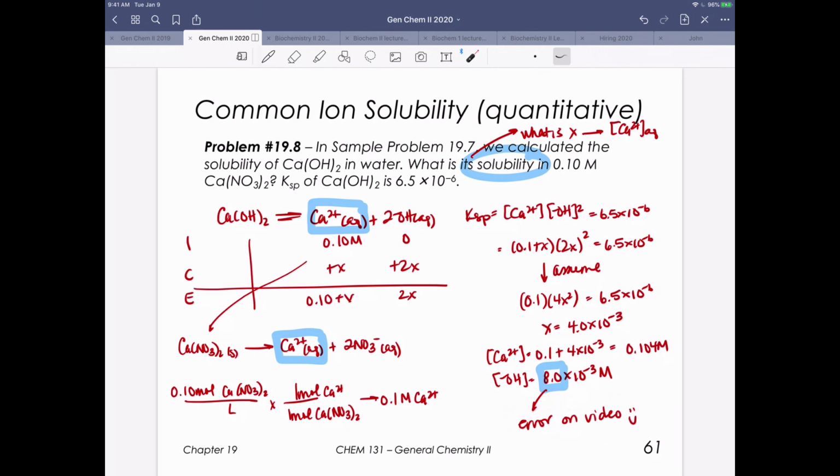This is just a little note. If you happen to watch the video that's online for this, I believe there's a slight error on the video in terms of just reporting what this number is, but everything else is totally fine. But again, this could be a problem where I could ask you, what's the pH of this solution? And if that's the case, you'd have to take this hydroxide ion concentration and use that to determine pH.